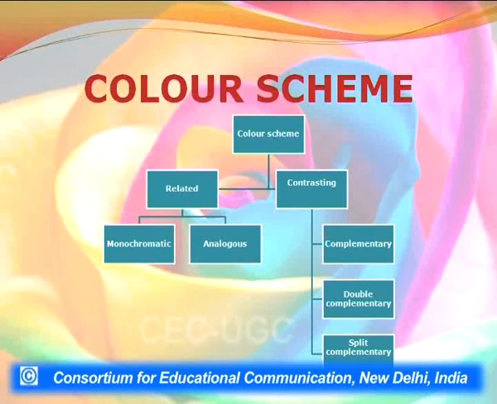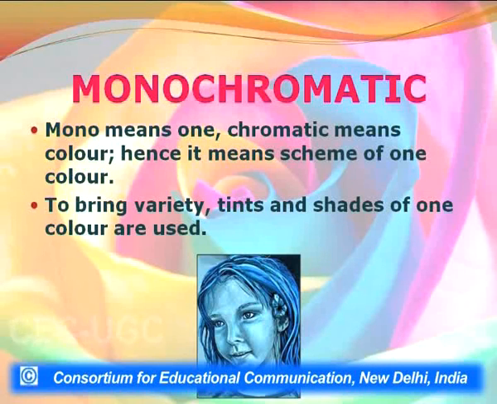So in a way, shortly we can say there are 5 color schemes. I will start with the monochromatic color scheme. As you must be understanding, mono means one. So the monochromatic scheme is a scheme of one color, and it is used to bring variety, tints and shades of one color. And in the photograph you can find the use of color in different tints and shades. It is monochromatic color scheme.